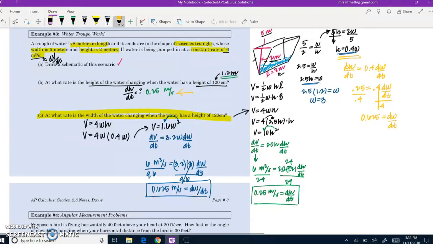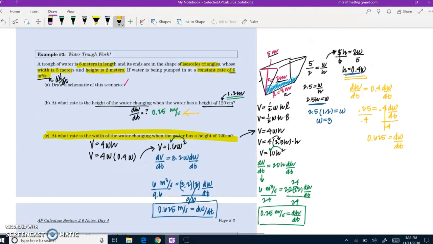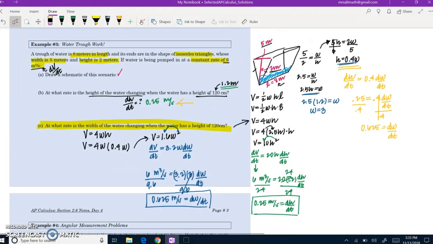So you have a couple of options when it comes to these multi-part related rates. If you have multiple equations that relate your variables, you probably will have more than one option for coming back to substitute things in. So this is the first application problem we wanted to come back to. We're next going to get into our angular measurement problems.